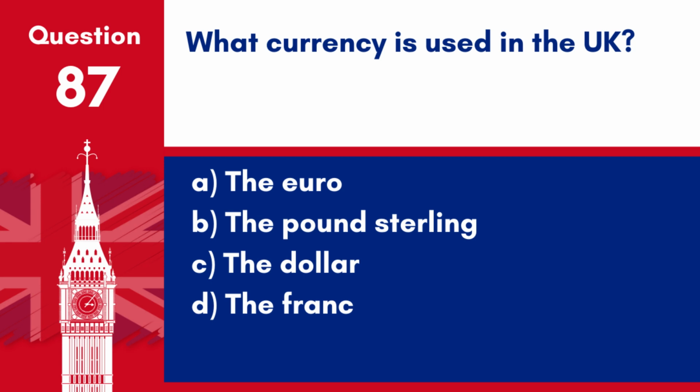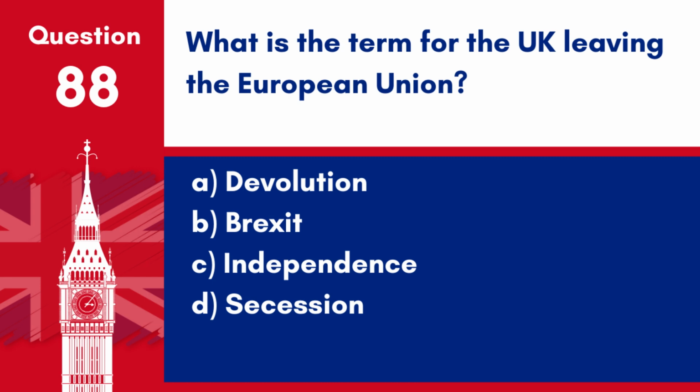Question 87. What currency is used in the UK? A. The euro. B. The pound sterling. C. The dollar. D. The franc. Answer: B. The pound sterling. The official currency of the United Kingdom is the pound sterling. Question 88. What is the term for the UK leaving the European Union? A. Devolution. B. Brexit. C. Independence. D. Secession.